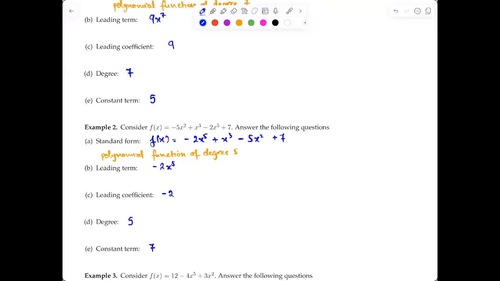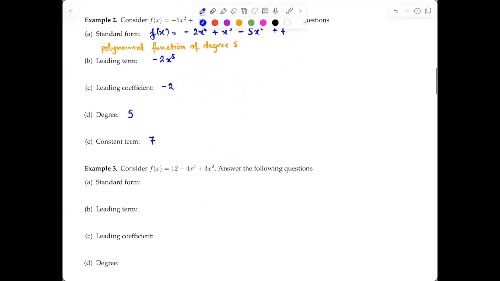But again, I want to point out that the leading term and the leading coefficient allow you to predict the end behavior of the graph of the polynomial function. And the constant term, if you notice, is added to the output, so therefore it allows you to do the transformations. So positive 7 shifts the original by 7, moving up by 7 units.